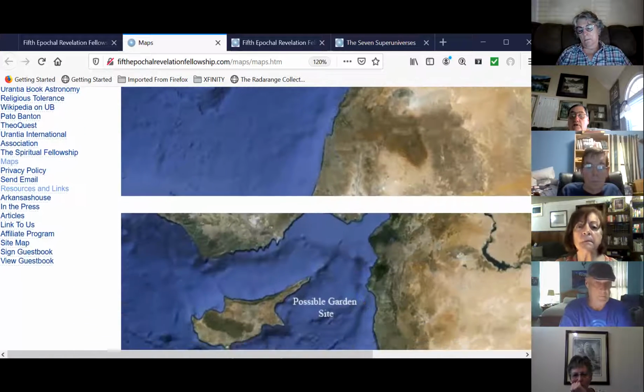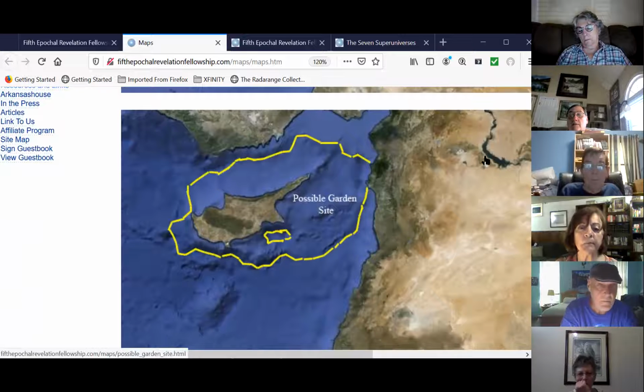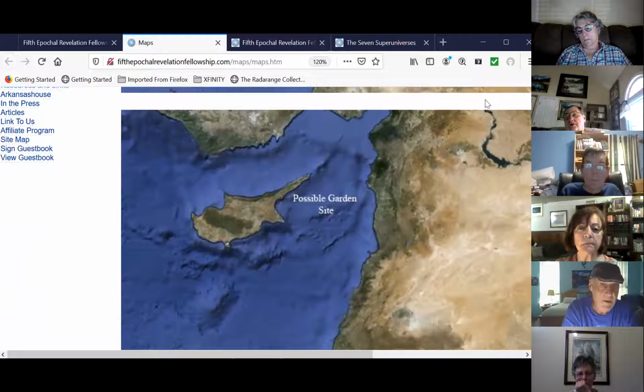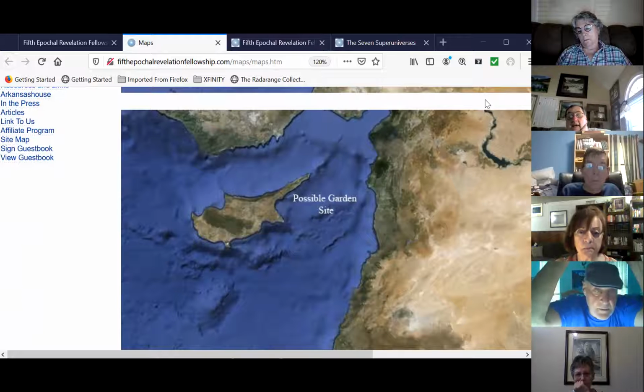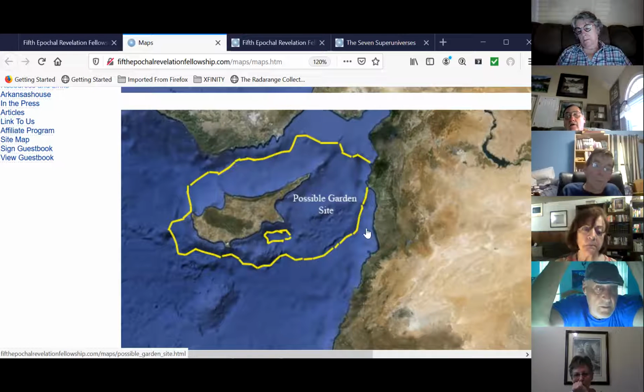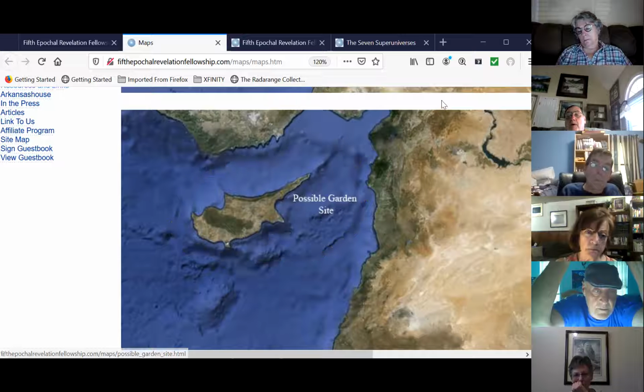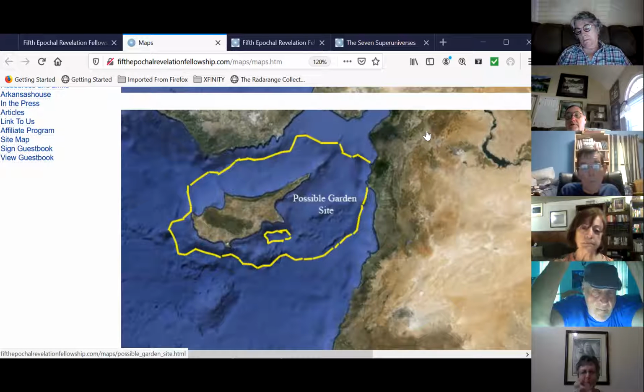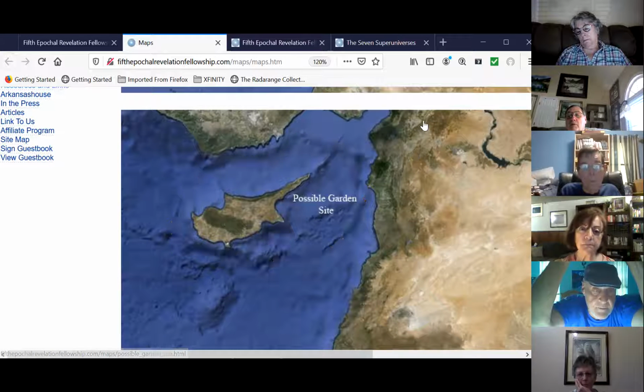There are several pictures of this in here. This is a possible garden site. And you'll notice as I put my mouse on it, I programmed this so that you can see the outline of the garden, right? But if you take your mouse away, it takes the yellow lines away. You see that? So you can kind of see where the garden would have been before and after. It took me like a whole week to program this to do that. Good job. That's nice.